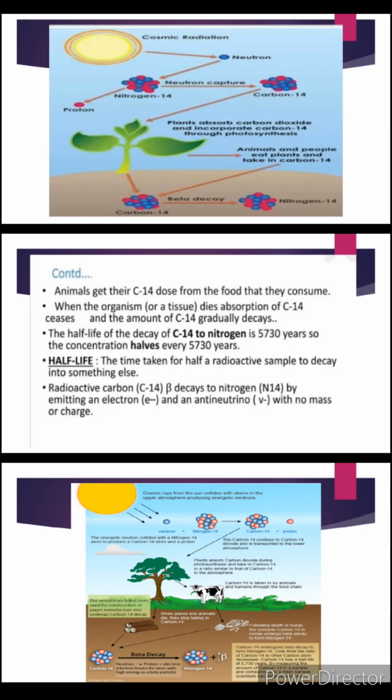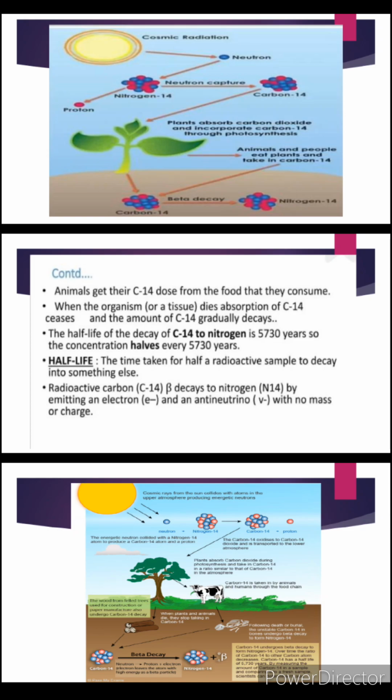First are the cosmic radiations and neutrons, and the neutron is captured by nitrogen 14 to form carbon 14, and then plants absorb carbon dioxide and incorporate carbon 14 through photosynthesis. Animals and people eat plants and take in carbon 14, and through beta decay carbon 14 to nitrogen 14 is formed. So animals get their carbon 14 dose from the food that they consume.